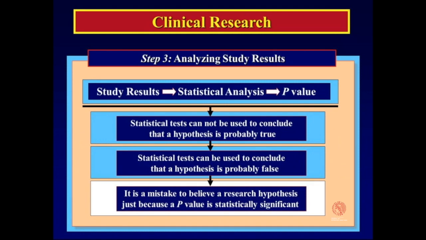Then this is the critical point after all this. It's a mistake to believe a research hypothesis just because the p-value is statistically significant. You can have a very, very significant p-value, and you may say, well, this result, the possibility of chance is low. What about confounding? What about bias? You may have a low p-value and the results can be completely wrong, because the study is completely biased, or you have a lot of confounders in the study. And this is just one piece, I may say a little piece of the equation.